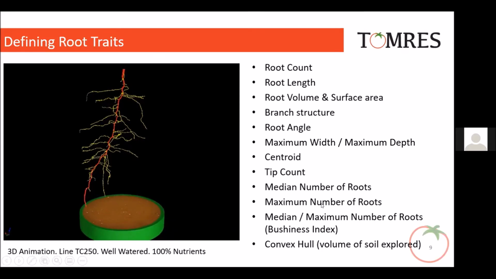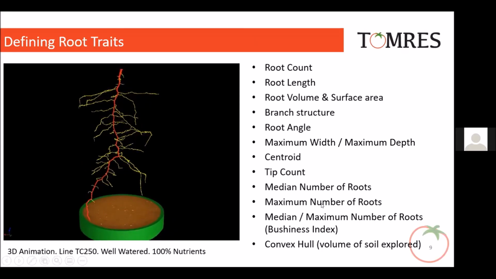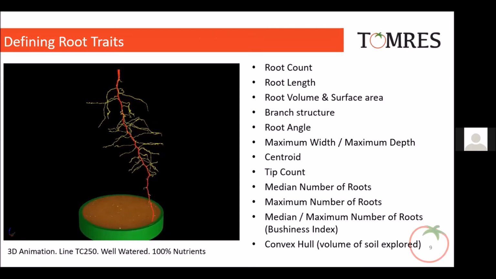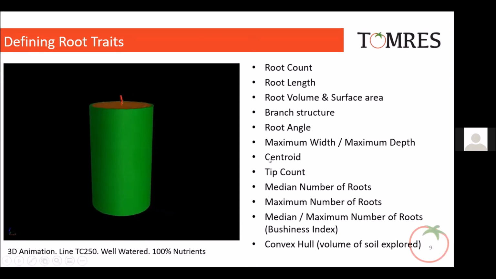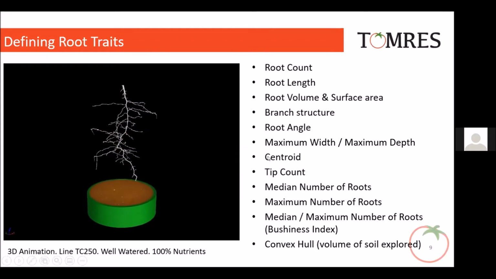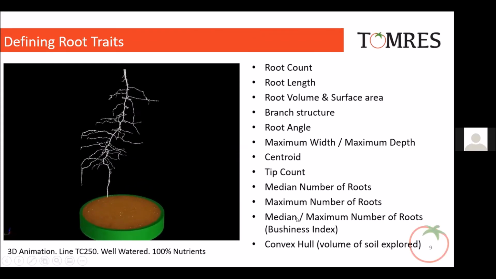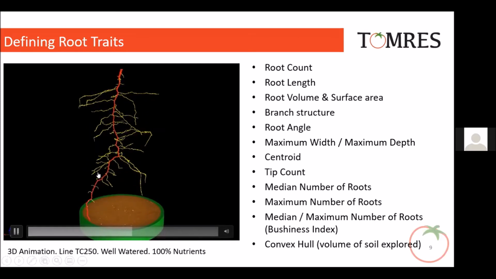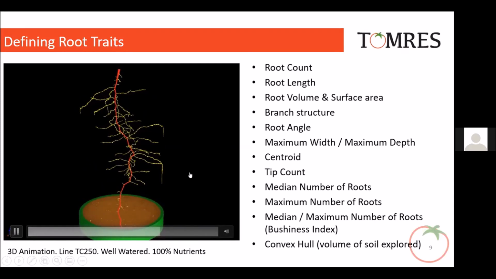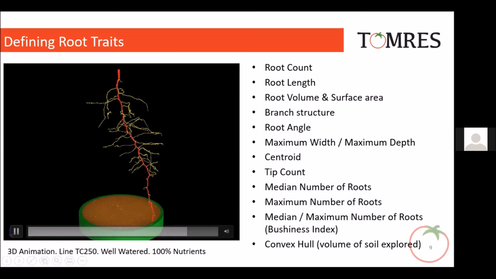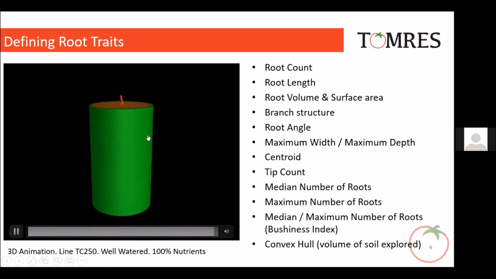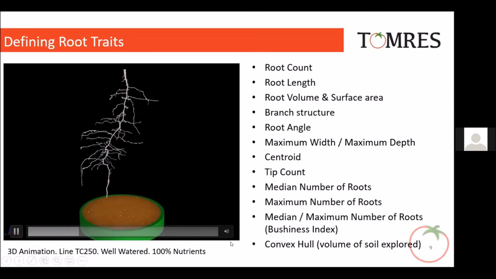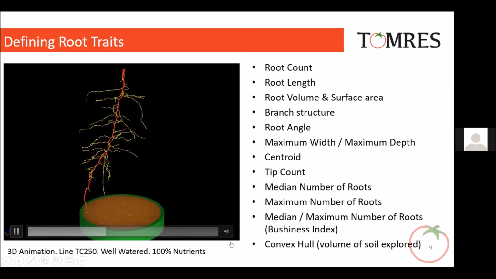So we can get root counts, length, total volume and surface areas, and the branch structure, some of the more complex ones for understanding what's going on in the soil. You can get an idea of the centroid values, so the weighting of where the branch structure is. Is it bushier at the top compared to the bottom? And also things like the convex hull, which gives you an idea of the volume of soil that's actually been explored by the root system. And you can pick up finer lateral root structure.